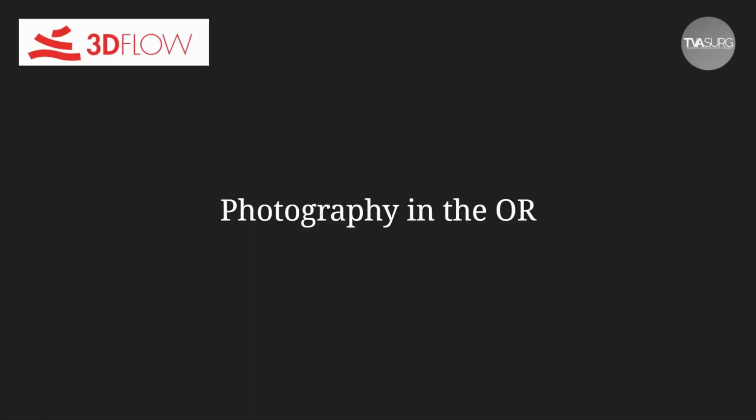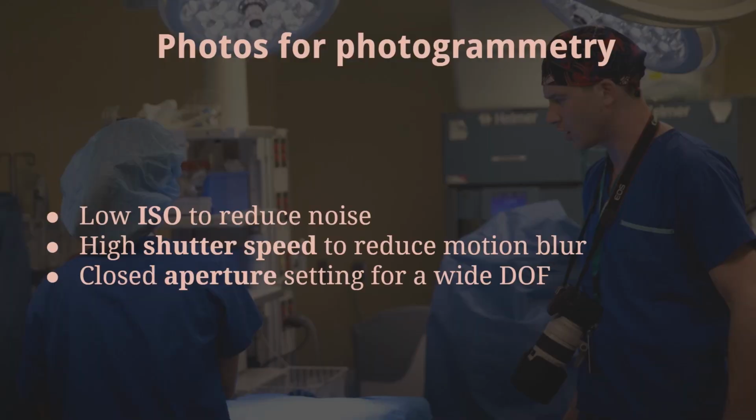So before we jump into the software, we'll just need to cover a few of the important fundamentals for taking good source photos. Basically, you want to take photos of a subject that is brightly lit with a strong diffuse light source. You want to shoot with a low ISO to reduce noise, a high shutter speed to reduce motion blur, and a closed aperture setting for a wide depth of field. Our goal is to get clear, crisp pictures, with ideally no blur.